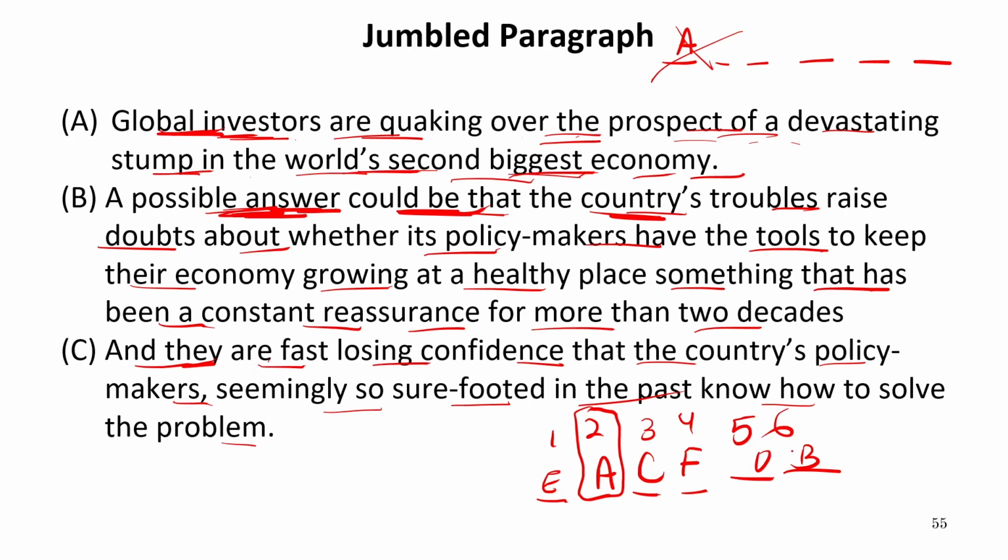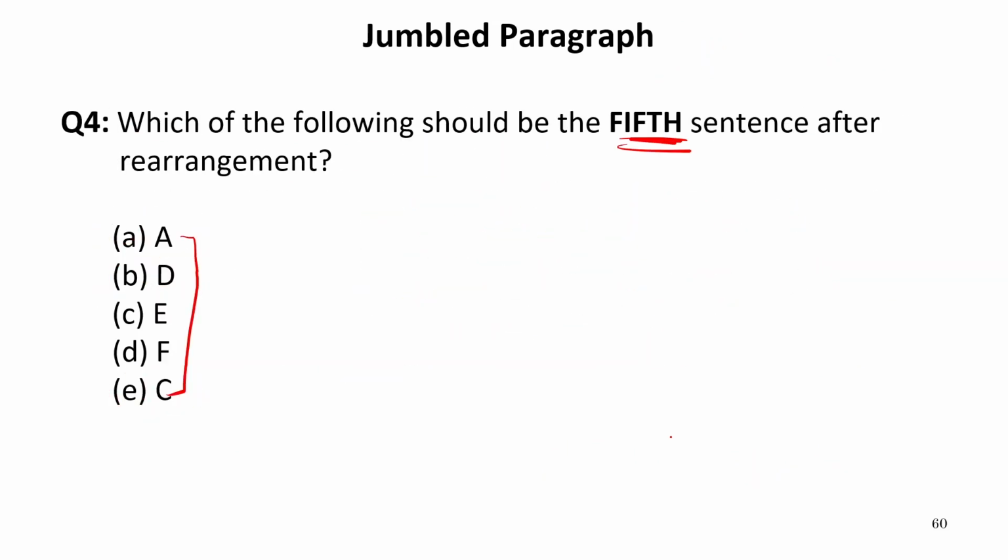So this was quite a puzzling situation that we have created. Well, now the combination is correct. We have D as the fifth sentence and the sixth sentence is B. So this is fine now. So our fifth sentence will be D. So our answer is B.